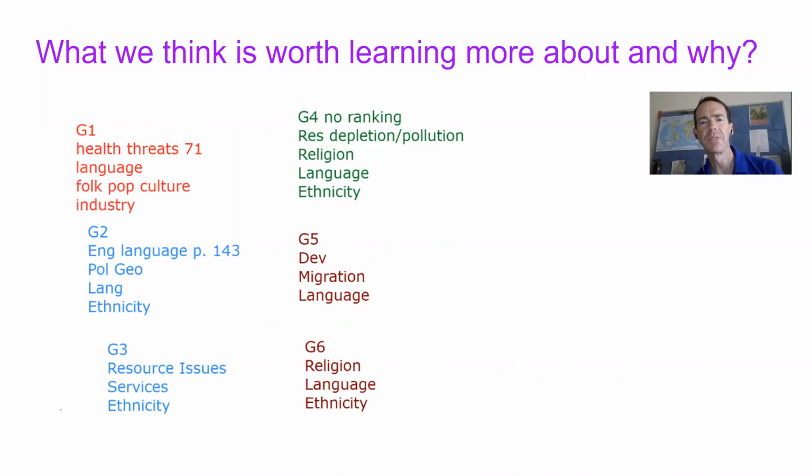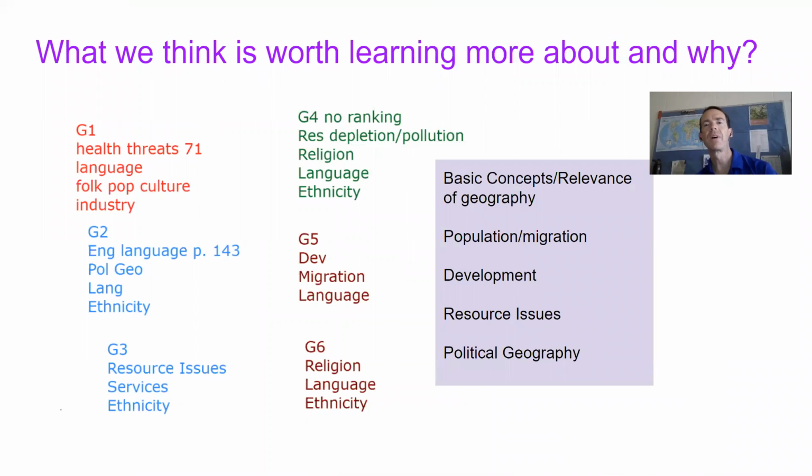As far as units of study, we start off looking at basic concepts of geography and the relevance of geography. From there, we look at topics of population, migration, and issues of development in sub-Saharan Africa and Southeast Asia. We look at resource issues in terms of renewable and non-renewable resources. And then we try to save a little bit of time for political geography.